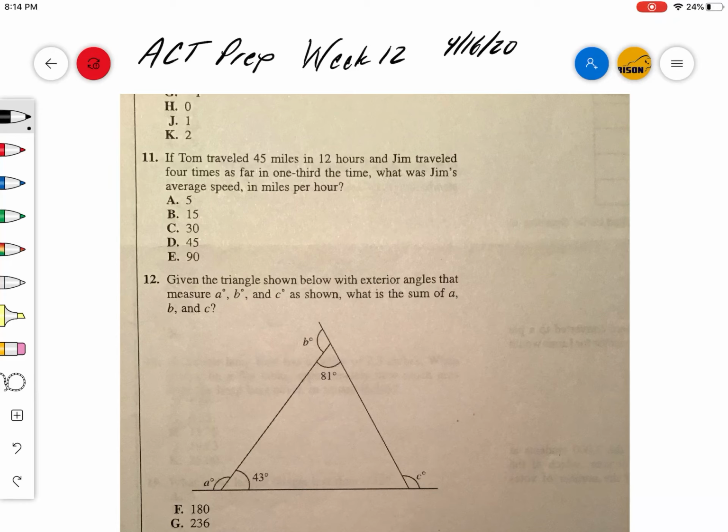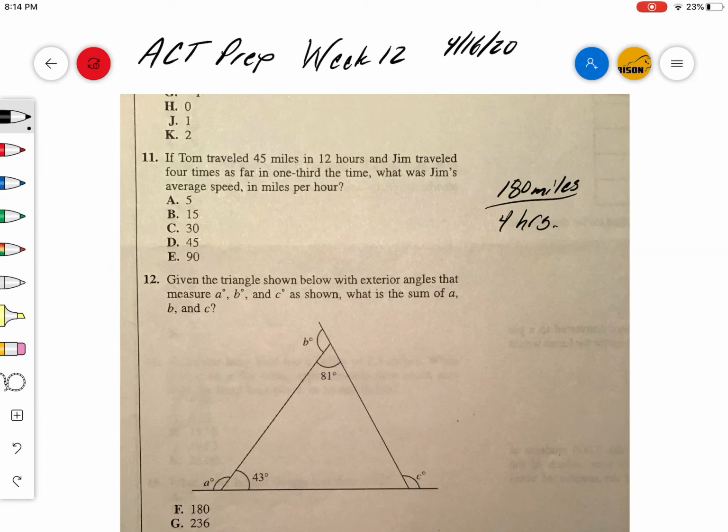If Tom traveled 45 miles in 12 hours and Jim traveled 4 times as far in a third of the time, what was his average speed? What we need to know about Jim is how far did he go. Tom went 45 miles and Jim traveled 4 times as far, so we need 4 times 45. We can just type it in. Jim went 180 miles, and he did it in a third of the time. Tom did it in 12 hours, so a third of the time would be 4 hours.